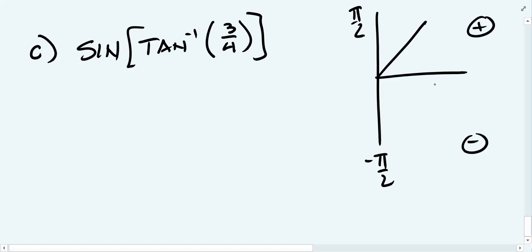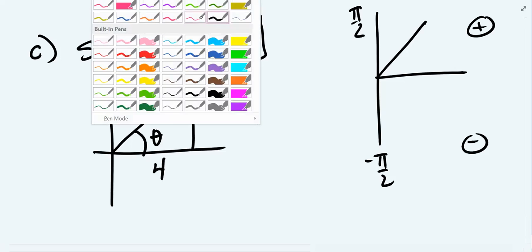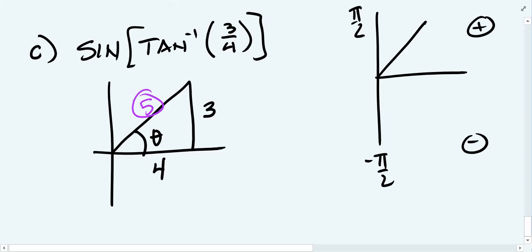And there's my angle theta. What do I know about that angle? I know that its tangent is 3 to 4. So therefore, this has to be 3, right? This has to be 4. Pythagorean theorem tells me that this has to be a 5, right? And I want the sine of that angle. And the sine is the opposite to the hypotenuse, so this answer is nothing more than 3/5.